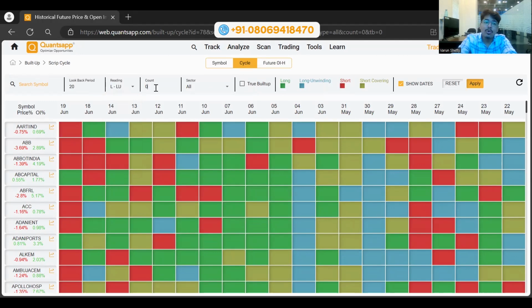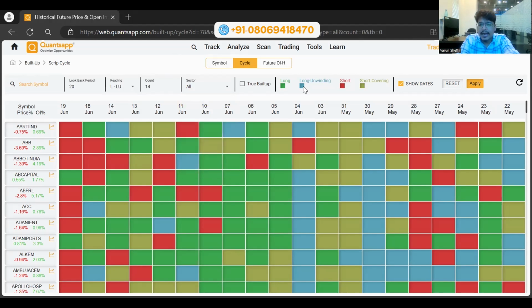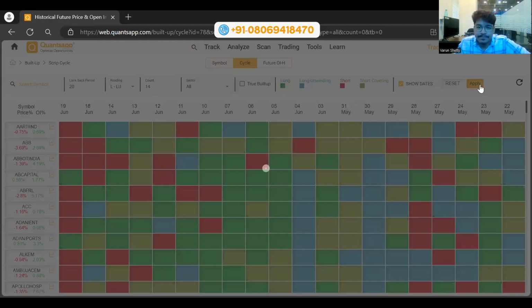Then you can see there's count. So count will be 14. Why 14? Because I want out of the last 20 trading sessions, at least 14 trading sessions should have a long and long unwinding cycle. So out of the last 20 trading sessions, at least 14 days, the stock should experience long and long unwinding cycle. Okay, you can add similar sectors as well. I'll keep it as all and I'll just click on apply.